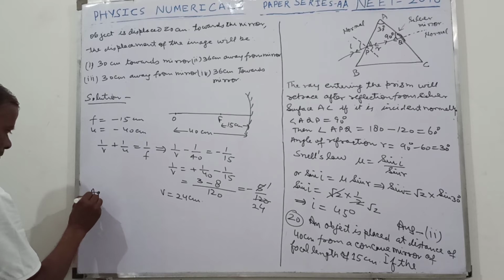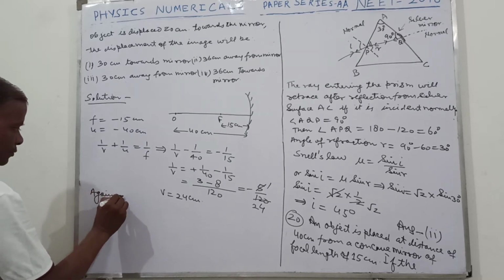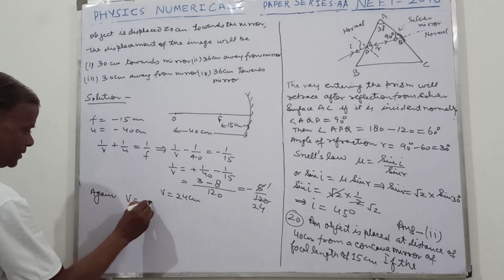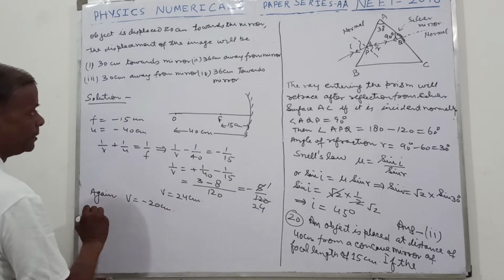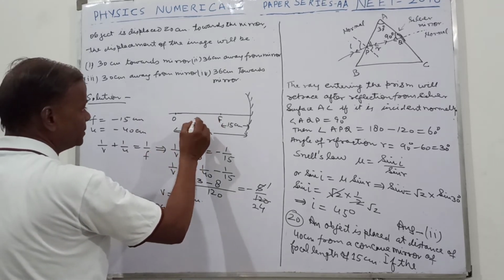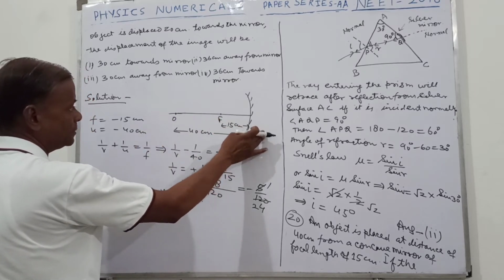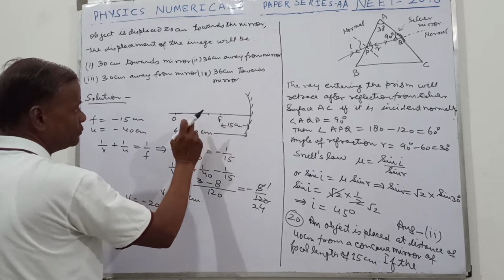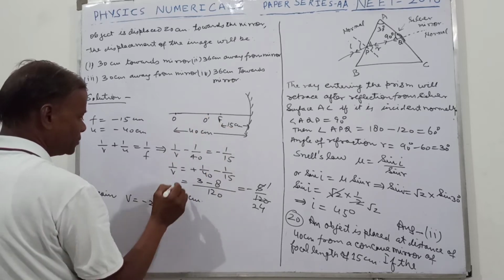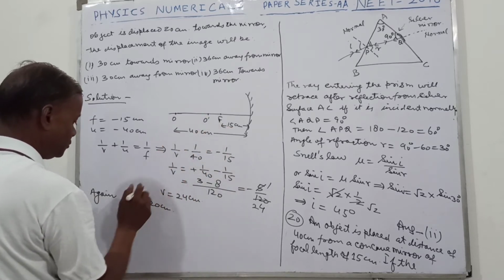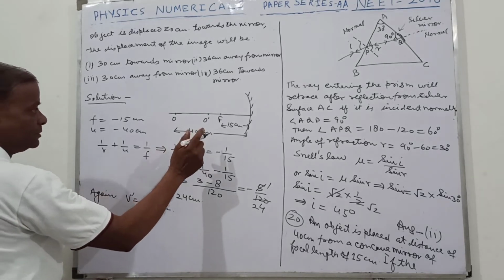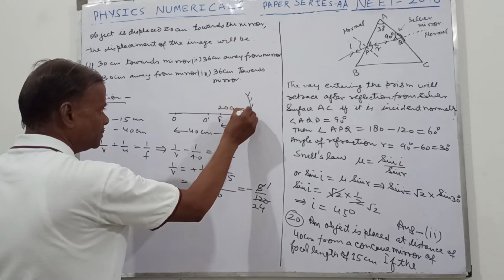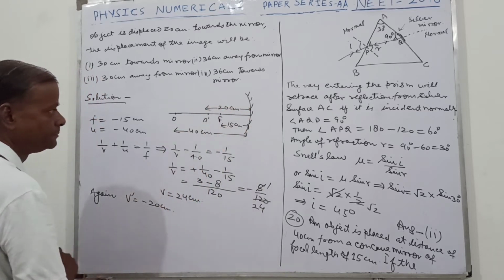Again, we are given u equal to minus 20 centimeter. What happens is that the object is displaced towards the mirror. So this is now at 20 centimeters. This is now 15, then this is 20. So this is now O dash, the new position. So this is now 20 centimeters. This is given to you.